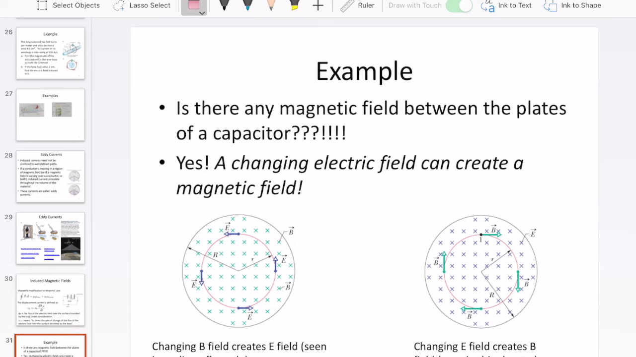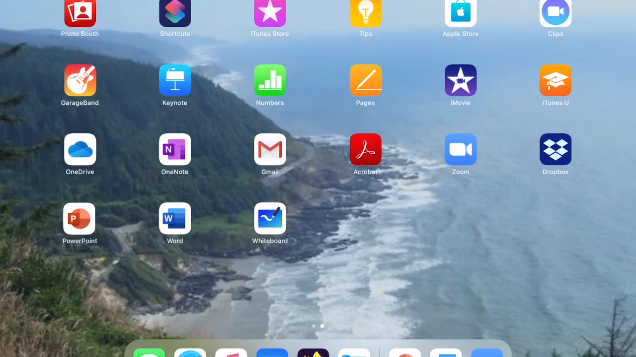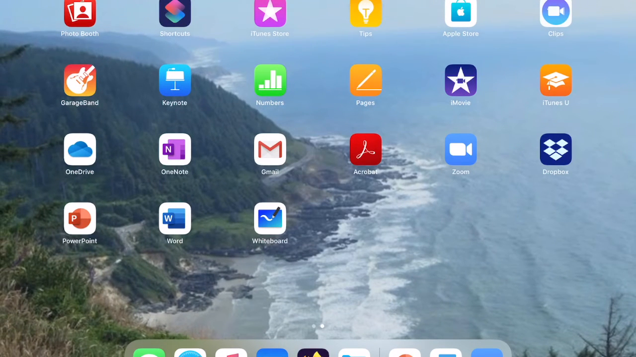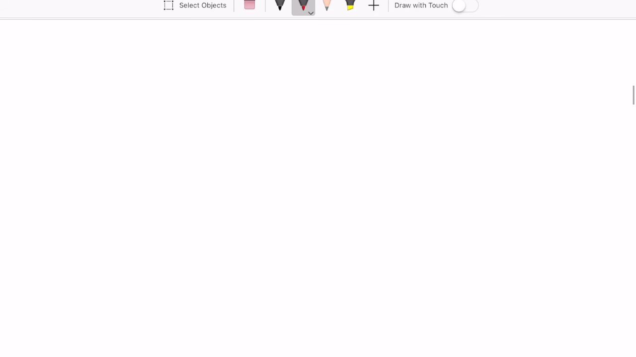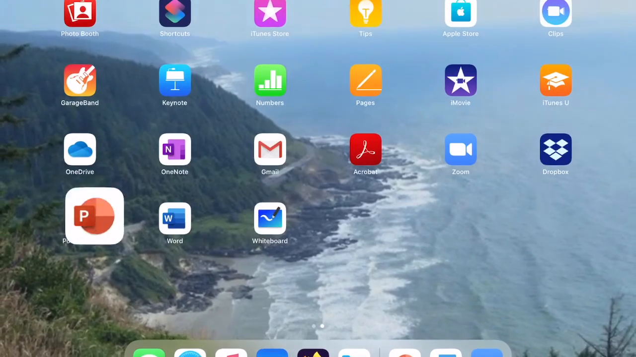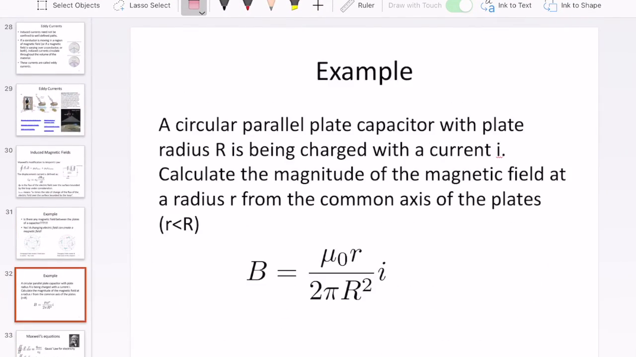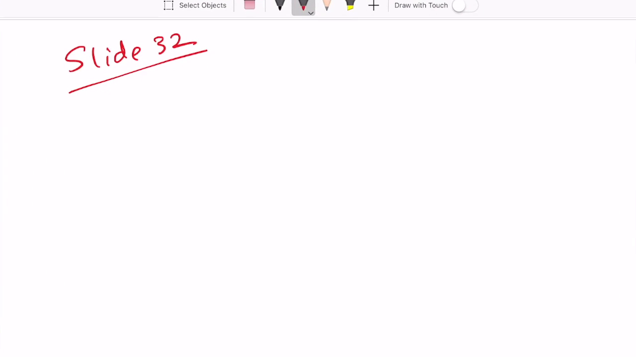All right. Let us do an example of a problem on this. This is the problem on slide 32. Let us take a look at the problem. A circular parallel plate capacitor with plate radius R is being charged with a current I. Calculate the magnitude of the magnetic field at a radius r from the common axis of the plates. All right, and the answer is given here. So let's see if we can figure out the answer ourselves.